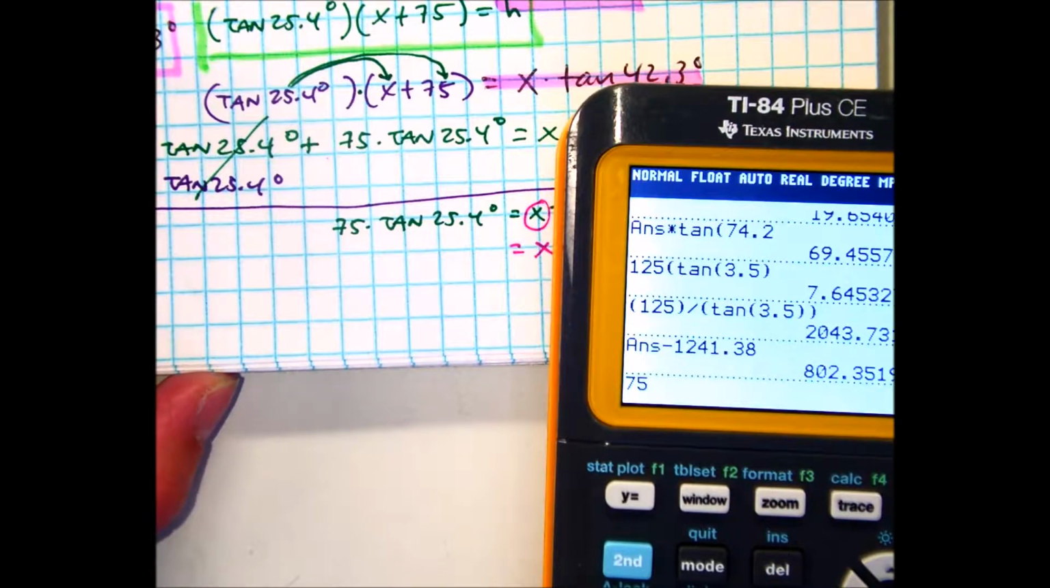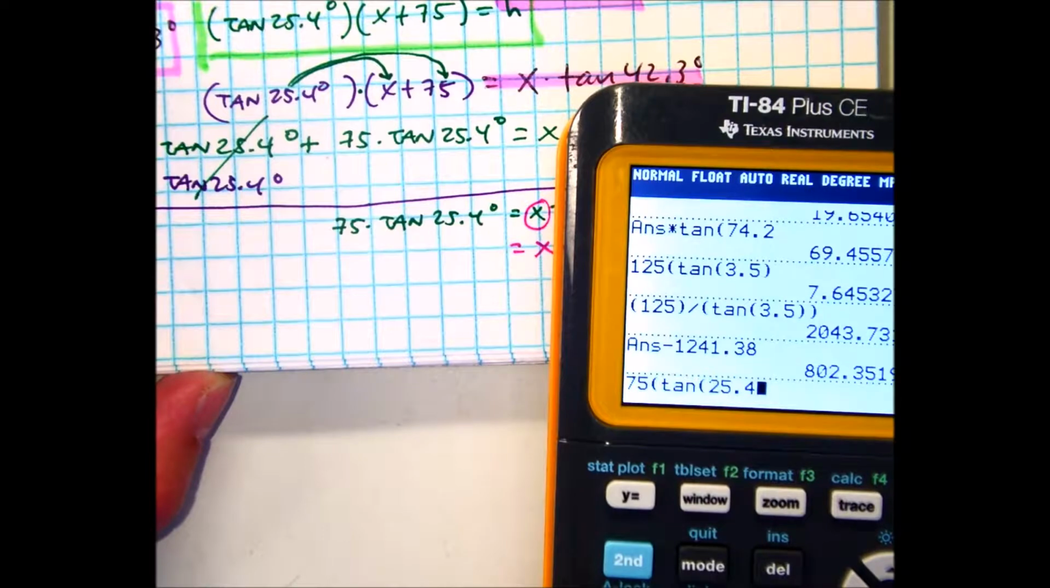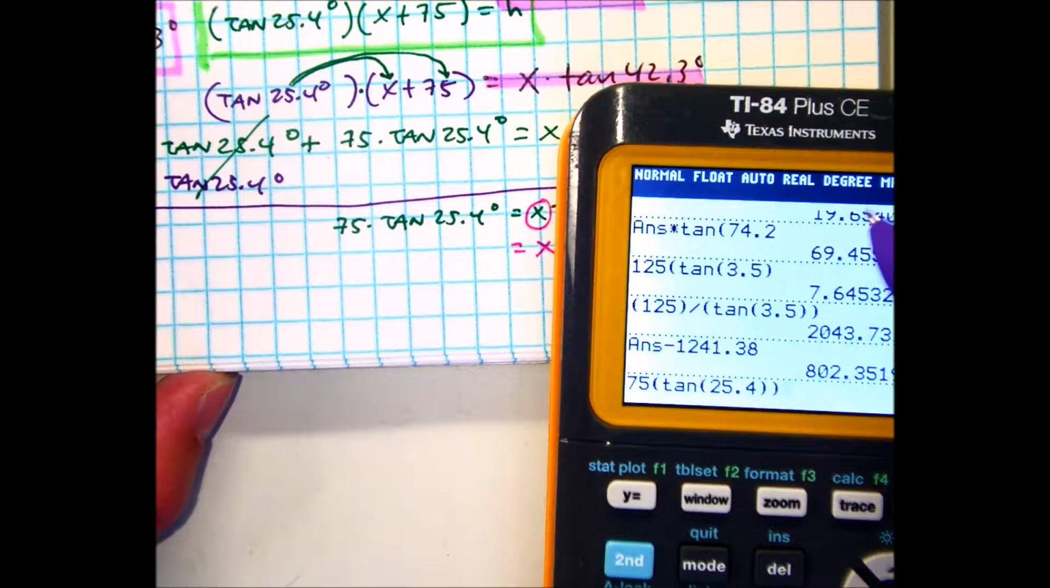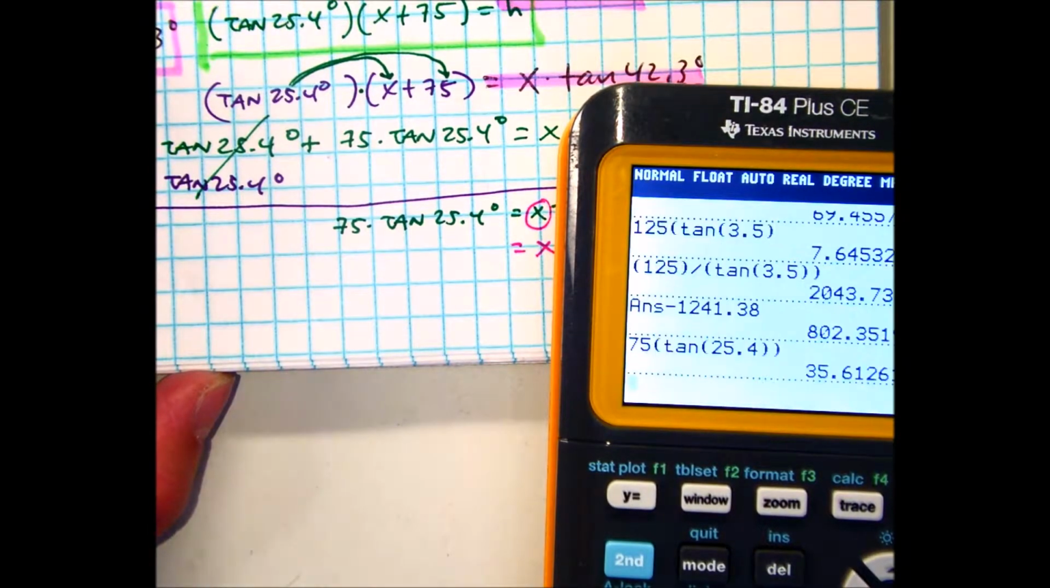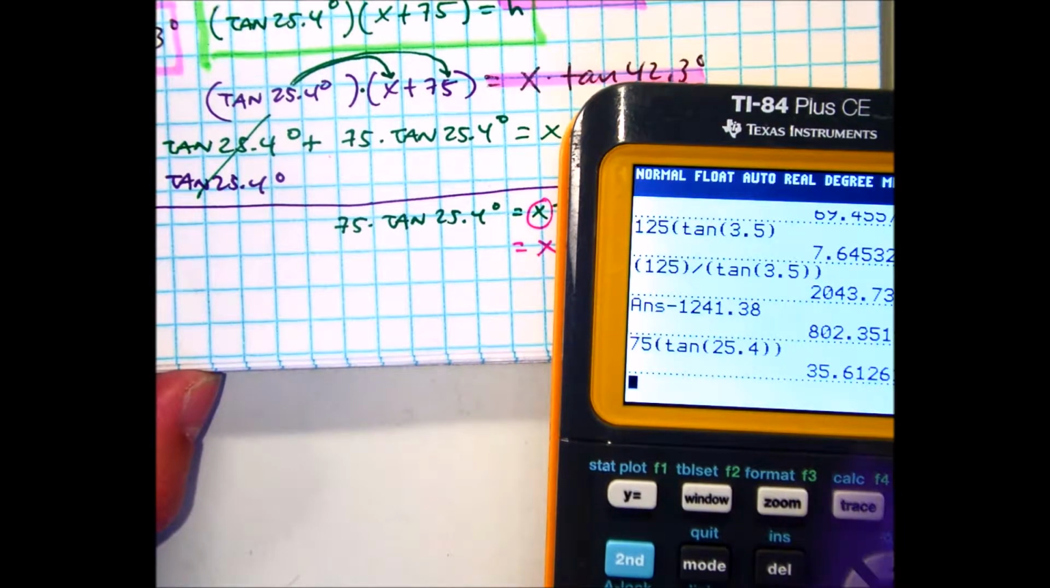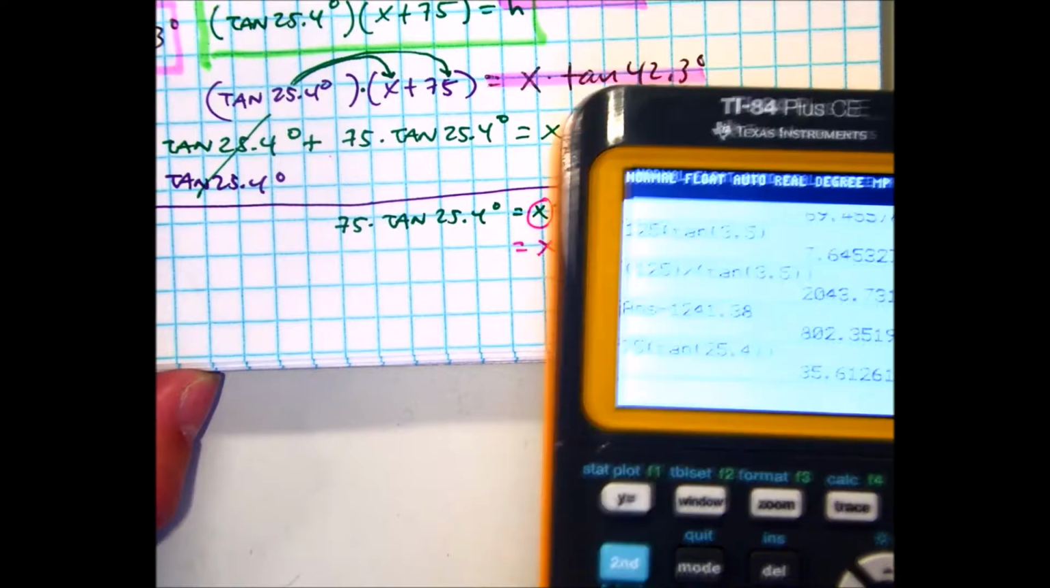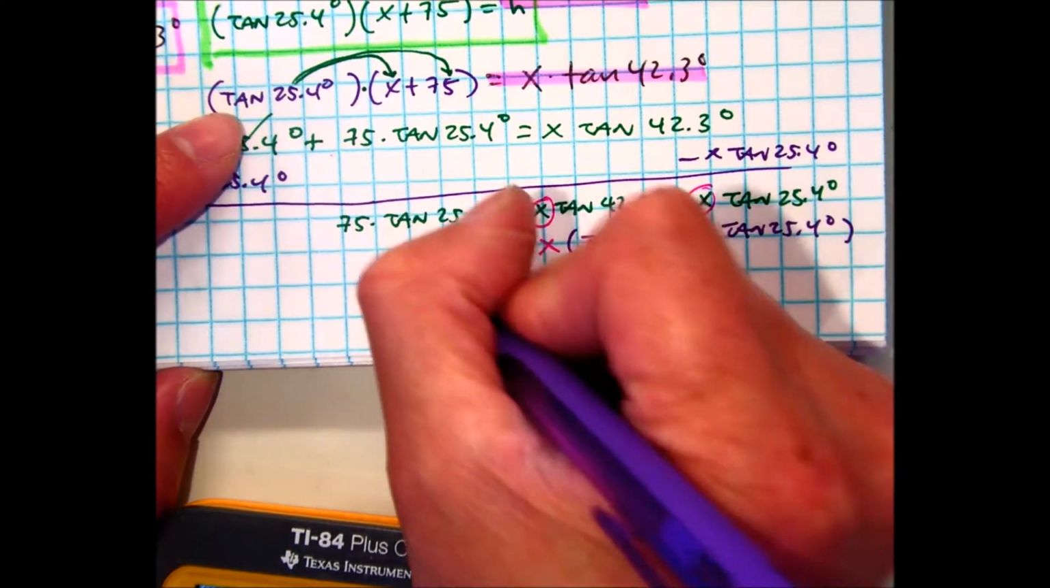75 times tangent of 25.4. Make sure you're on degree mode. That's the degrees in my calculator. Alright, now some students ask, Mr. Ring, I'm off by a couple of tenths or hundredths on your calculations. It's here that they're probably rounding. So if you're off by a little bit, go back, and wherever you've done a problem, I would try not to round. So I'm just going to round here, 3561.